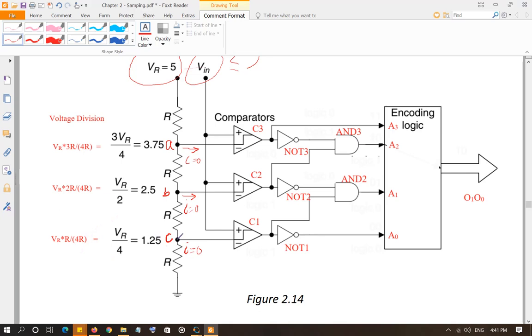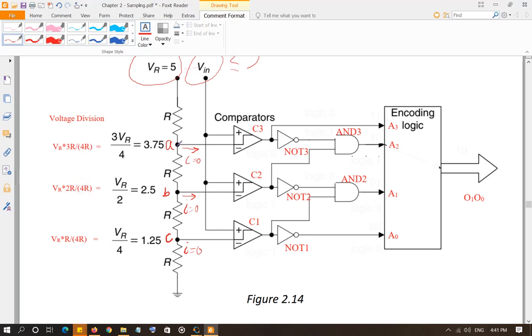So the voltage at node C is going to be VR over 4. Likewise, the voltage at node B is going to be the voltage drop across the bottom two resistors in series. So you're going to add these two resistors in series, 2R, and apply the voltage division, VR times 2R over total resistance 4R. So it's going to be half of VR.